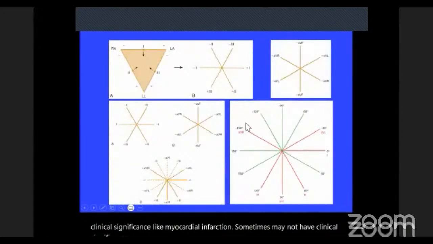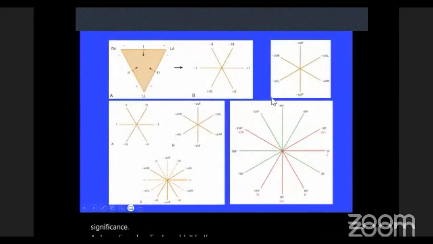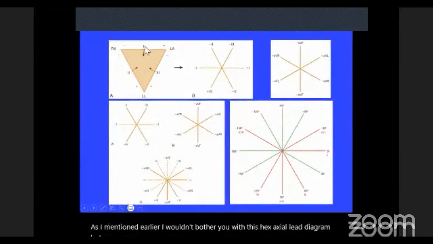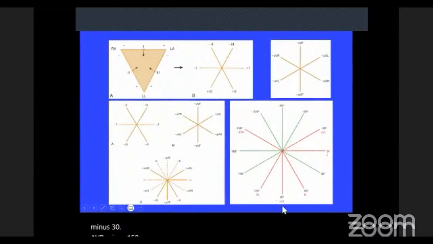As I mentioned earlier, I wouldn't bother you with this hexaxial lead diagram, but basically when the Einthoven triangle of lead 1, lead 2, lead 3 is taken to the center of the heart, we find that lead 1 will be 0 degrees, lead 2 60 degrees, and lead 3 is 120. And as I mentioned earlier, AVL is minus 30, AVR minus 150, and AVF is 90 degrees.